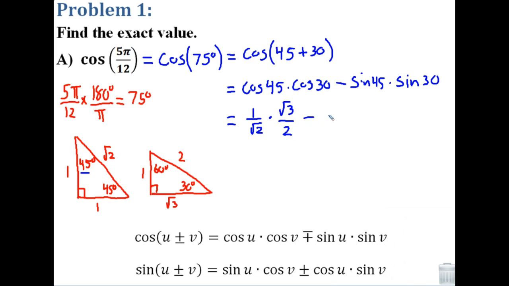Then we'll subtract. We need to figure out the sine of 45. Sine is opposite over hypotenuse, so we'll go 1 over root 2, times the sine of 30, that would be an opposite 1 over hypotenuse 2 for this 30-degree angle here. So times 1/2.